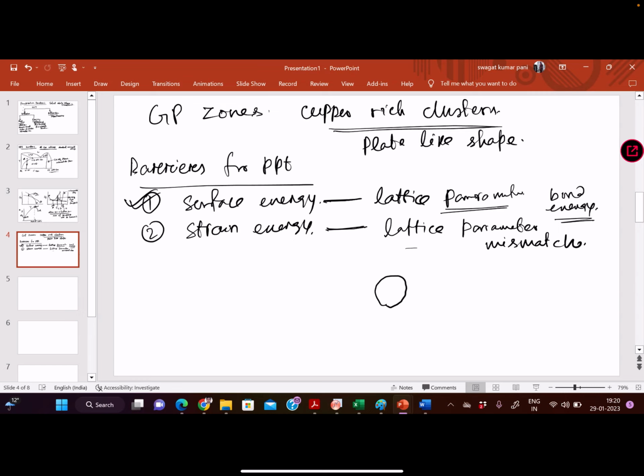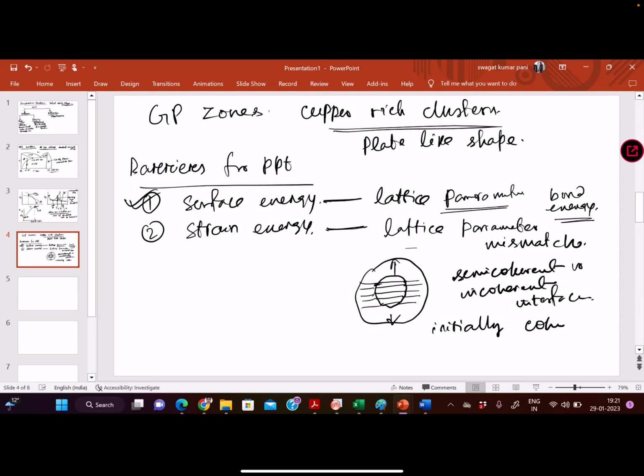Suppose we have a spherical precipitate that is nucleating. The atomic planes will be like this initially, and initially it will be coherent with the matrix planes, but as it starts growing, these planes will not stay connected. So that will lead to semi-coherent or incoherent interfaces. But initially, any precipitate that forms is coherent with the matrix, and spherical shaped. And after it starts growing, it becomes cuboid or different shapes, like in nickel based superalloys, where we see cuboid type precipitates. At the later stage they become of different shapes depending on their surface energy and strain energy.